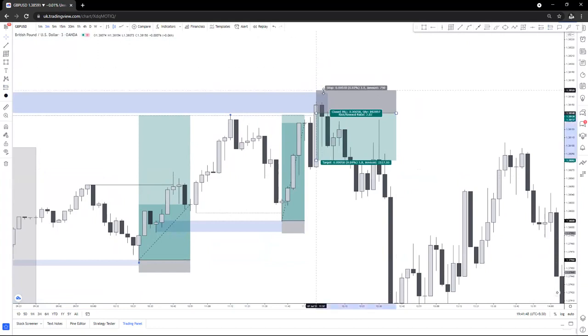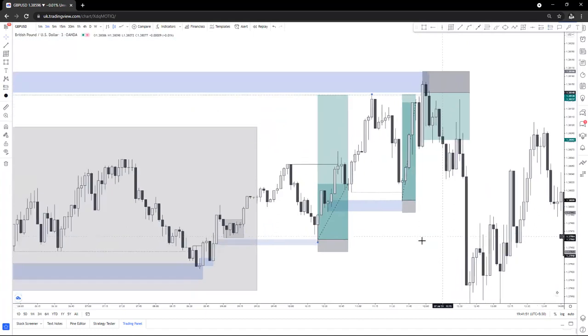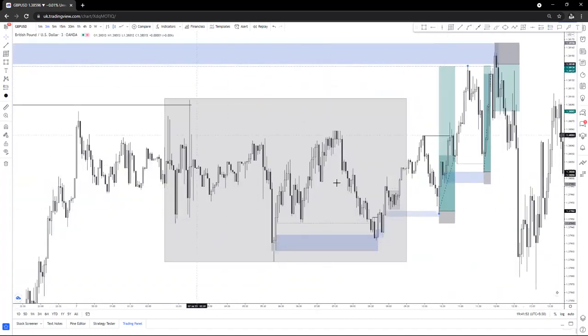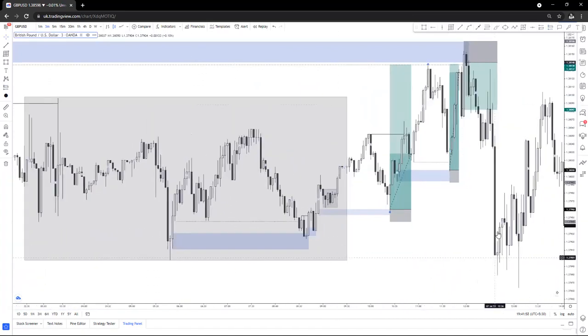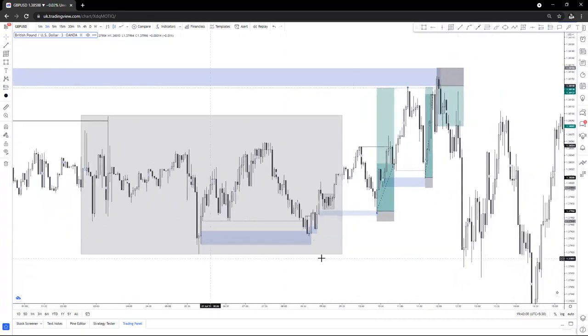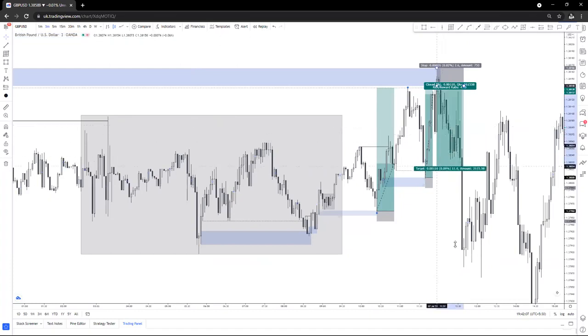And then I told you about the Asian range. The Asian range is the guide for intraday traders to where the most amount of liquidity is. You see, I told you this Asian highs and lows will be taken out. So now my first target would be the Asian low.